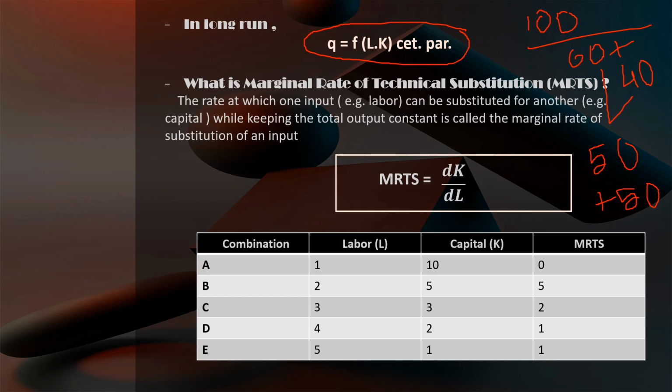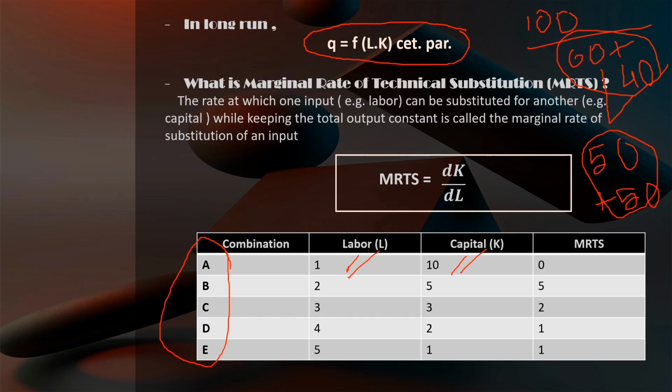That is the rate at which one input, say labor, can be substituted for another, say capital, while keeping the total output constant. That is, 60 plus 40 equals 100, and 50 plus 50 also equals 100, right? So that means our output level must remain constant, but the ratios can be changed, right? It can be substituted. And this is exactly what the data set here illustrates. So let's say we have all of these combinations, A, B, C, D, and E. For, let's say, combination A, we have 1 unit of labor and 10 units of capital, all right?